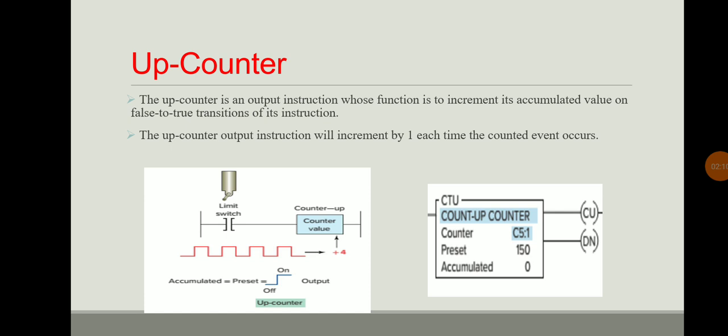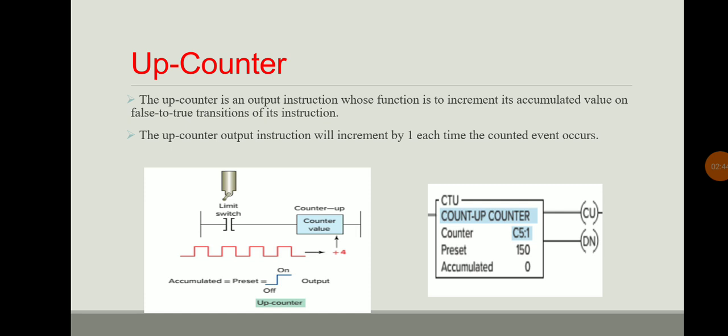In this diagram we connect the input as a limit switch and the counter instruction as an output. Here we show each incremental and decremental value as a square wave. On every up and down it will increment the count by 1. In this count we have 4 incremental values, 1, 2, 3 and 4, so the count value increments to 4.